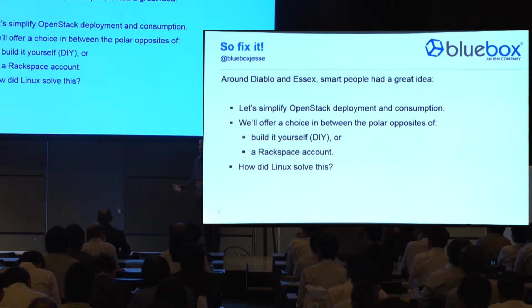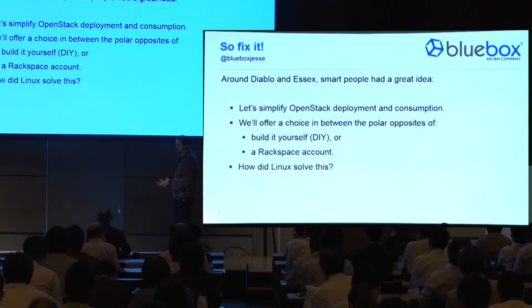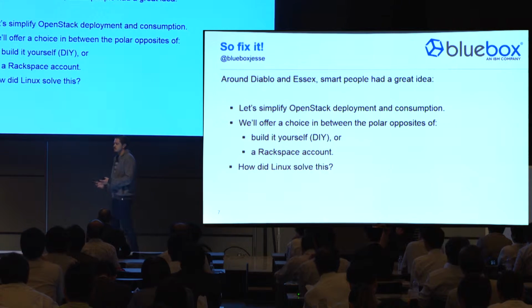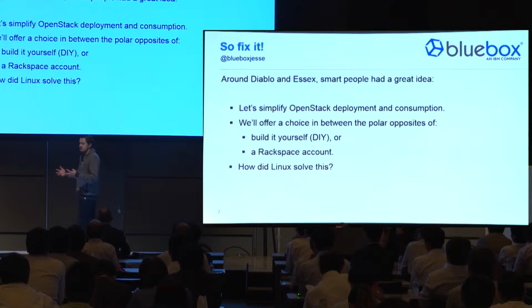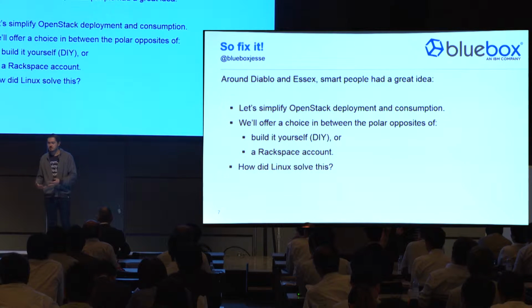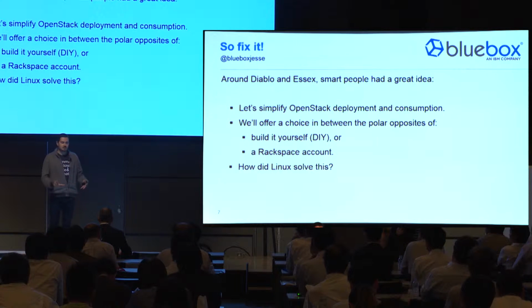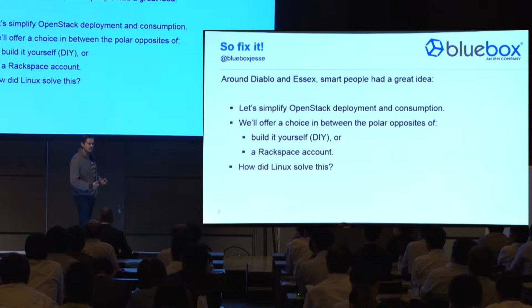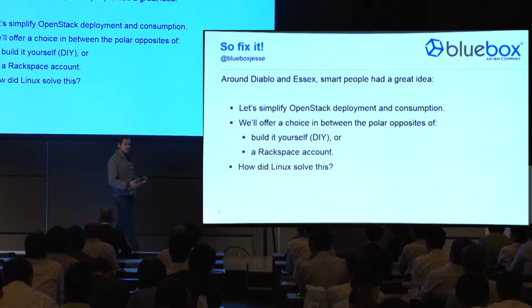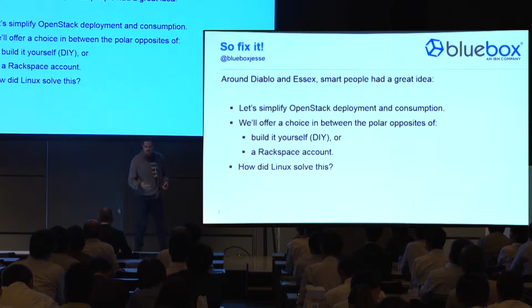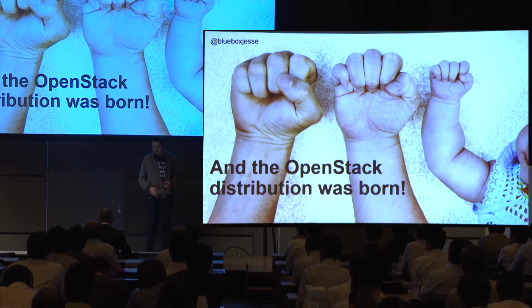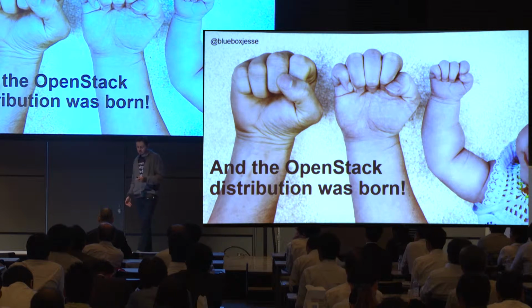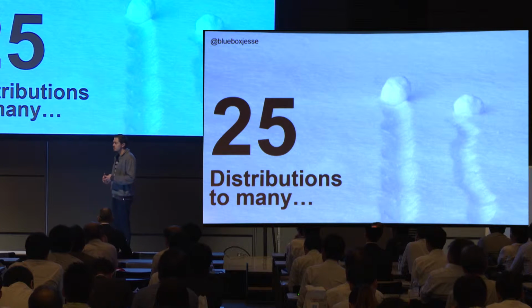I think there was also focus on how Linux solved this problem. So Linux was, again, in its early days, a complicated set of technology that needed somebody to come in and package and make the installation easier. And the Linux distribution was the result of that. So I think many people in the OpenStack community thought that a software distribution, the packaging of OpenStack, would allow them to have a commercial offering that simplified these pieces. And so the OpenStack distribution was born, and it very quickly blossomed.